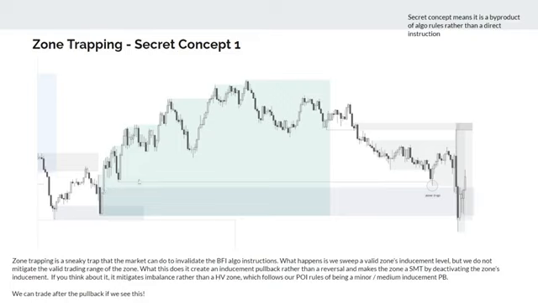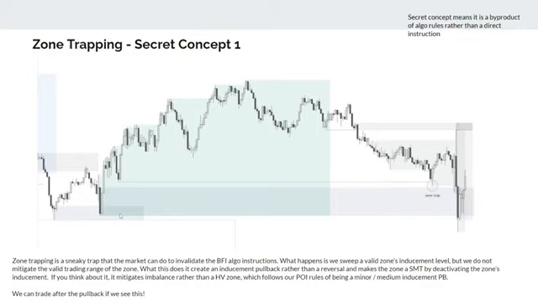So we trapped the inducement for the zone by sweeping it and not mitigating that order block, and rather that creates a lesser reaction, an inducement pullback. Then what we can do is trade sell continuations if we can see this happen to the end of the zone, because we know it's a smart money trap now.